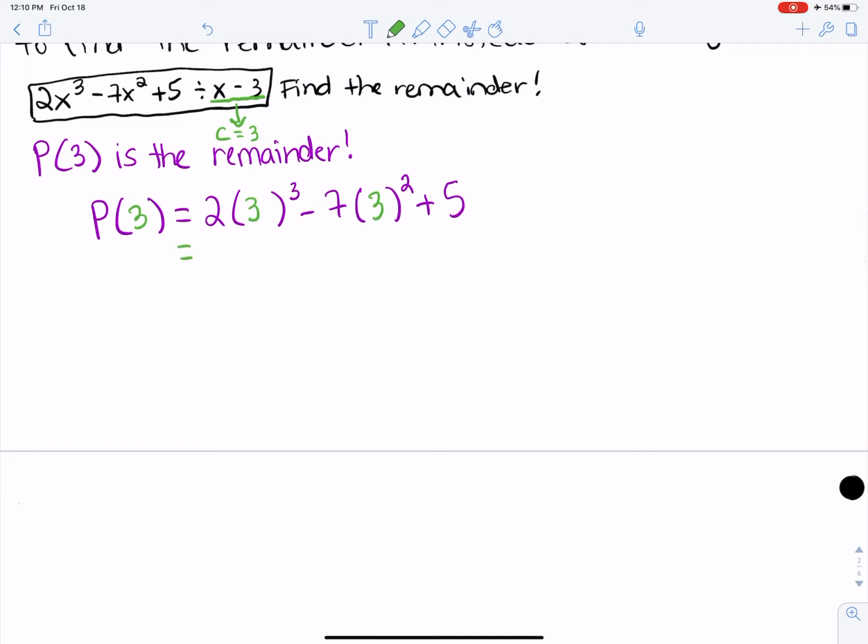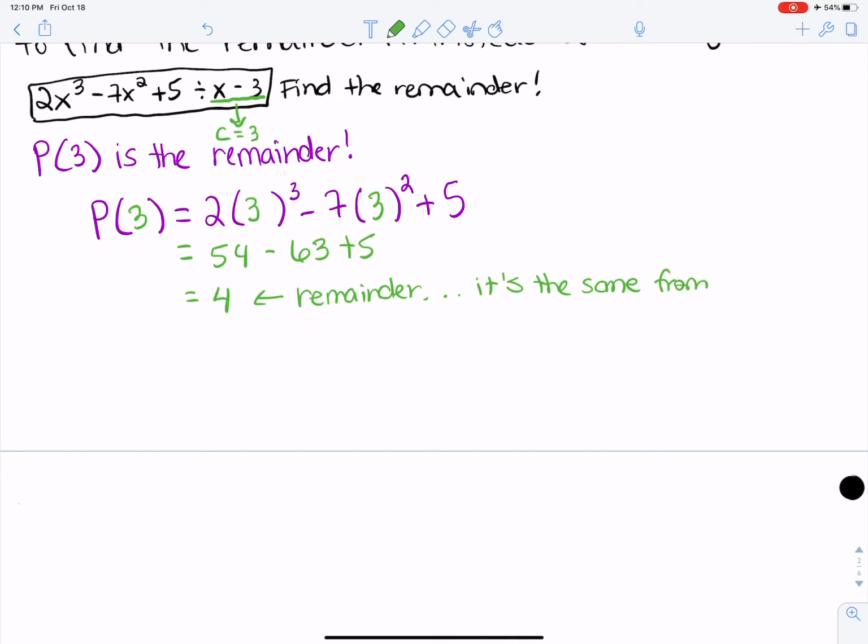And so your final answer is, well, 2 times 3 to the third is 54. Minus, well, 7 times 3 squared, that's 7 times 9, which is 63, plus 5. And all of that, 54 minus 63 plus 5, is negative 4. And oh my, look, this is the remainder. And it is the same. It's literally the exact same from above.